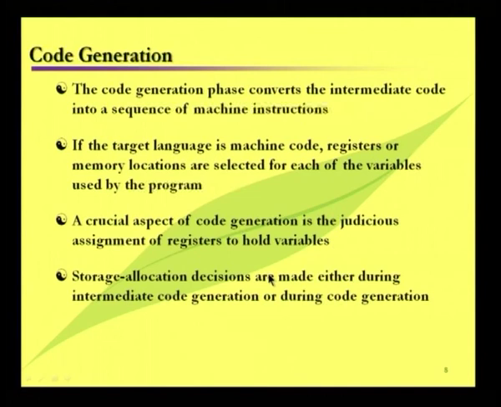So this is, as I told you earlier, the phase which takes the machine as an input, because the code is going to be generated for a specific machine, and when you are generating code for the specific machine, the machine should be able to understand that. So without the knowledge of the machine, you cannot go for the object code creation. So what are the factors to be remembered when you are generating the object code?